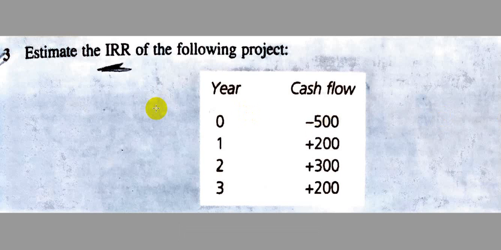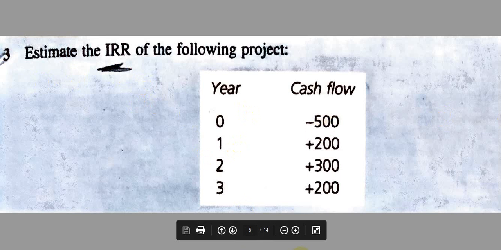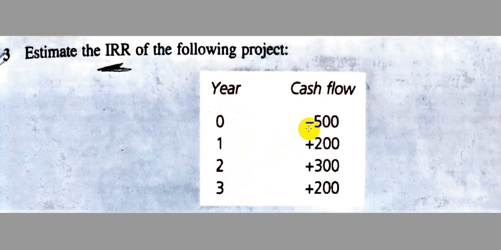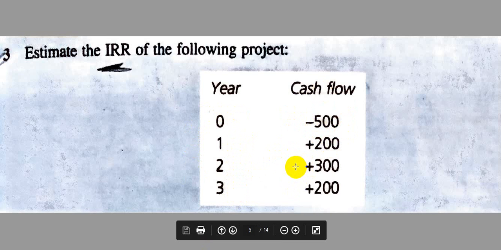The question wants the estimation of the investment appraisal using the internal rate of return. Here we have another project that will last for 3 years, and it takes initial investment of 500, and we will get 200 inflow in the first year, 300 in the second year, and 200 in the third year.